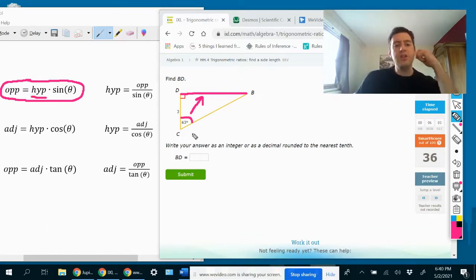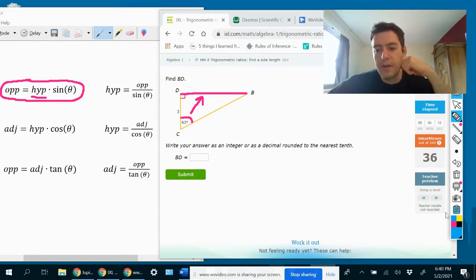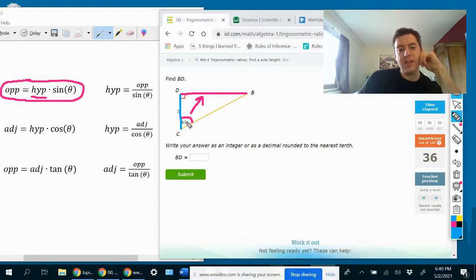So let's see if there's another equation that we could use based on what we know. So we do know this angle here, and we also know the length of this side, which is adjacent to this angle. So if I know what the angle is and I know what the adjacent side length is, is there any equation over here that would give me the length of the opposite side?